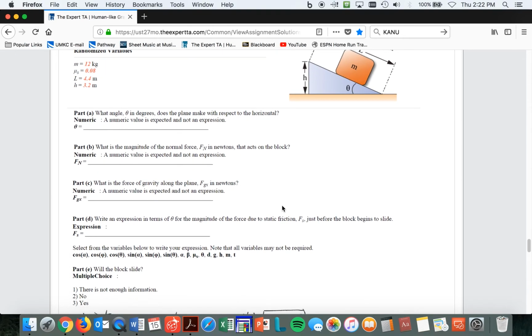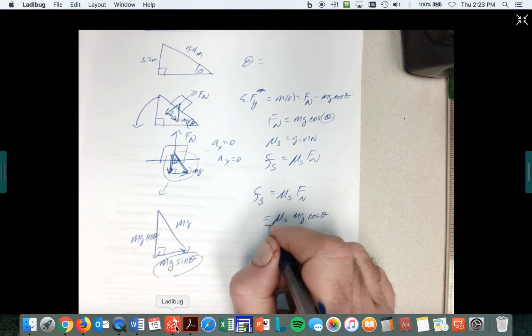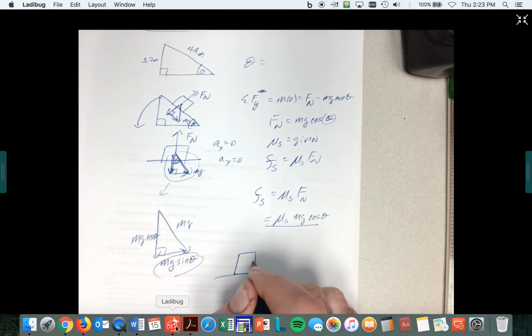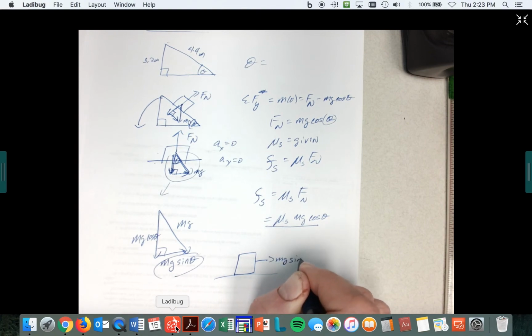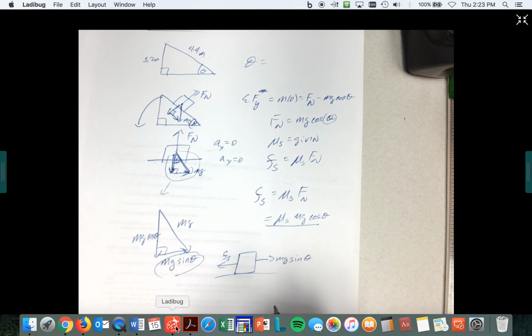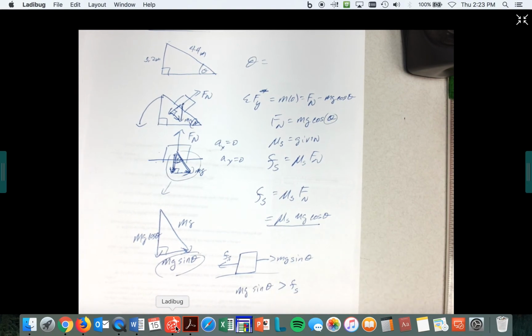Next part: will the block slide? There's enough information, you figure that out. In other words, is the static frictional force greater than this force? Look at what's going on in just the x, y. You've got mg sine theta going this way, and you've got the static frictional force. When will it slide? When mg sine theta is greater than f of s, or right when it's greater than or equal. Right when it's equal is when it starts to slide.